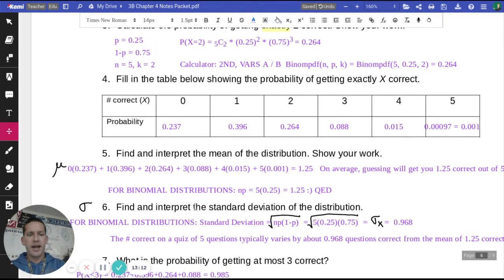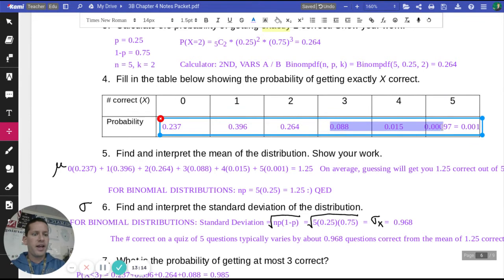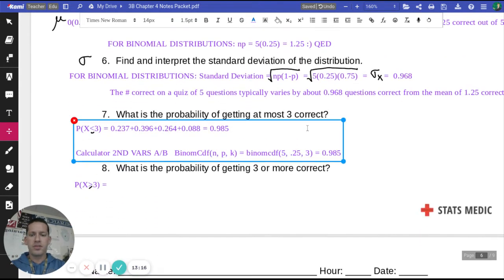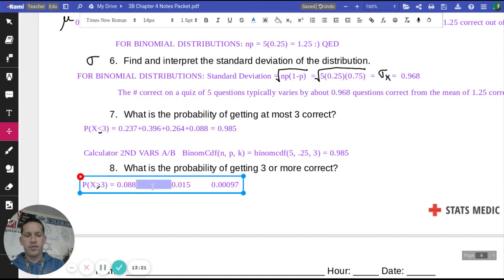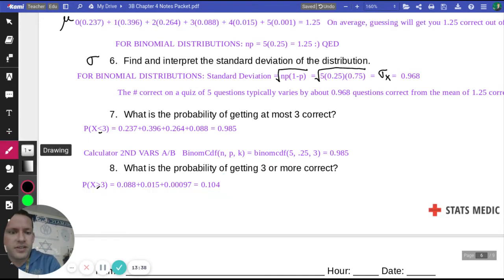So we're going to add 3 and 4 and 5. We're going to add all the probabilities of getting those correct up. And we're going to get rid of those, put our plus signs in, and that total will equal approximately 10%, 0.104. So that doesn't include this, which was getting 0, 1, 2, these 3.